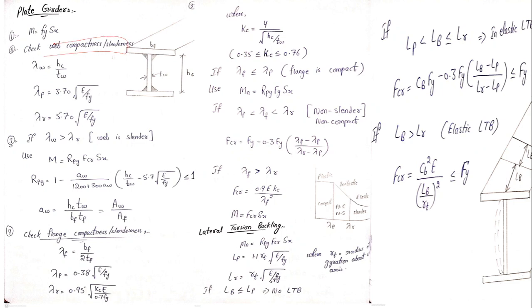Check the web compactness or slenderness. If the web is slender, use this formula. Check the flange compactness. If the flange is slender, use this formula. And for lateral torsional buckling, the previous lecture involved the lateral torsional buckling phenomenon, so this was the formula. This is actually the summary.